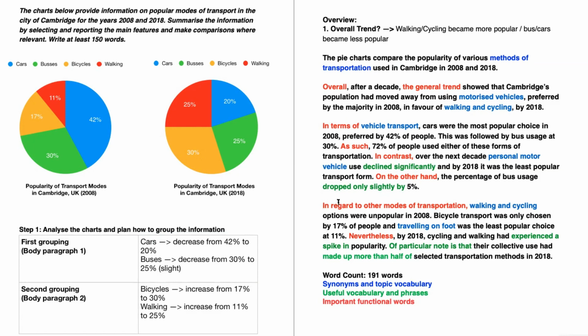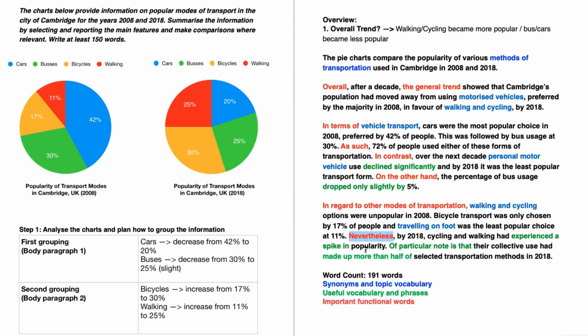So I've said, in regard to other modes of transportation, walking and cycling options were unpopular in 2008. So you see it is the smaller group and segment of the whole chart. So I said bicycle transport was only chosen by 17% of people, which we saw here, and traveling on foot was the least popular choice at 11%. "Nevertheless" is great when you want to include a contradictory piece of information.